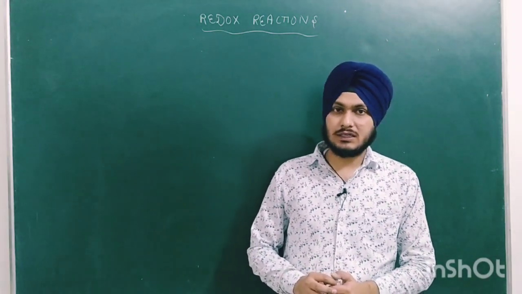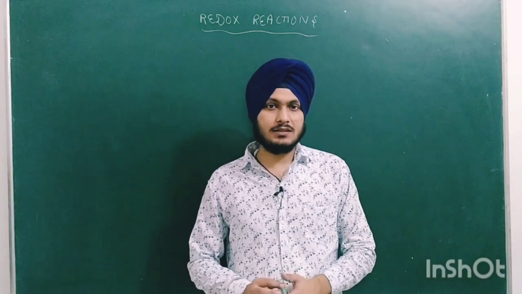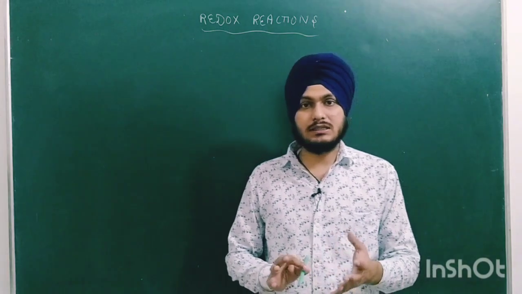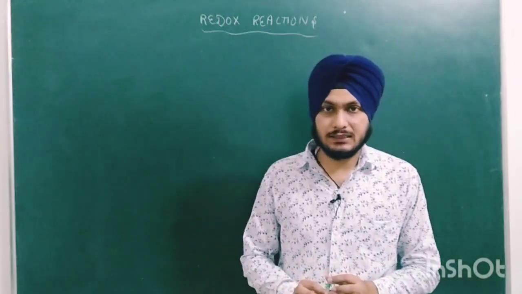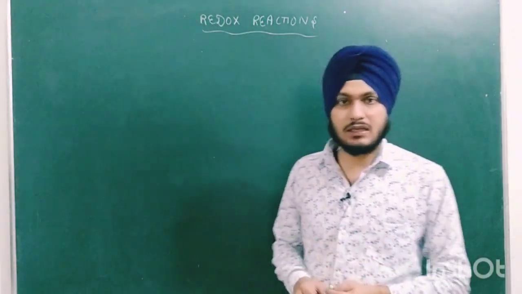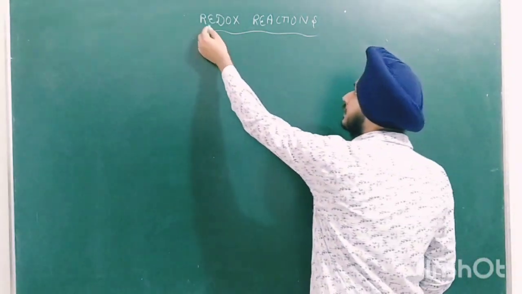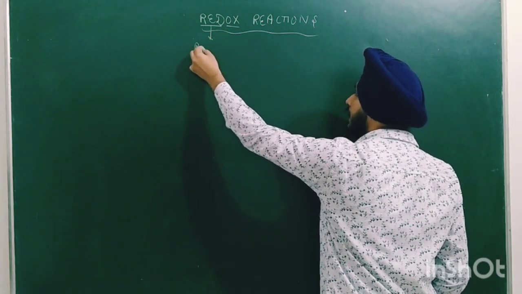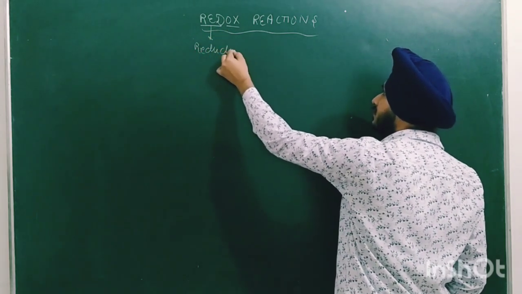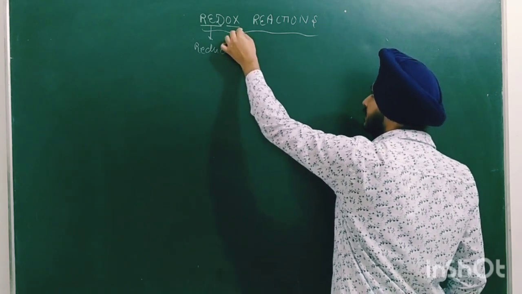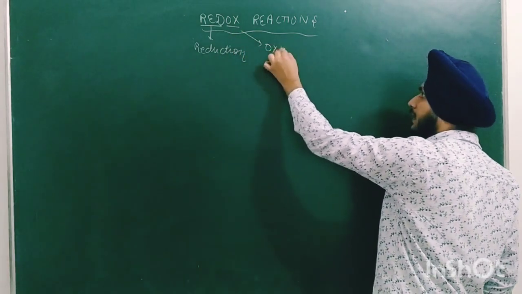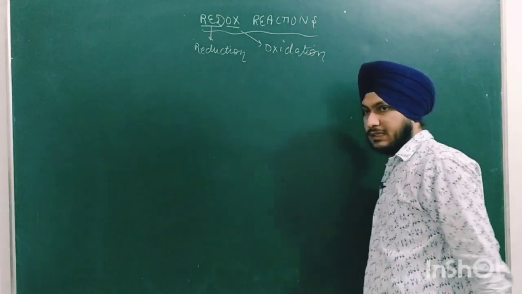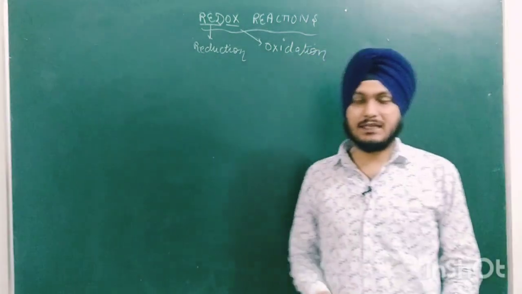So today we are going to start a new chapter, that is redox reaction. So firstly, what is a redox reaction? A reaction in which oxidation and reduction take place simultaneously. The name itself suggests that: RED for reduction and OX for oxidation. So reduction and oxidation take place simultaneously in the same reaction.